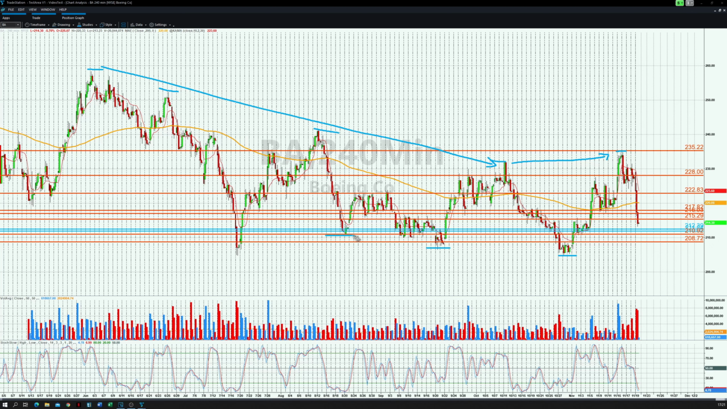Let's ignore this. This is the low. And what happened there? Now this is a higher low. So we got higher highs, higher lows, even though the stock did a big push to the downside because of some news.